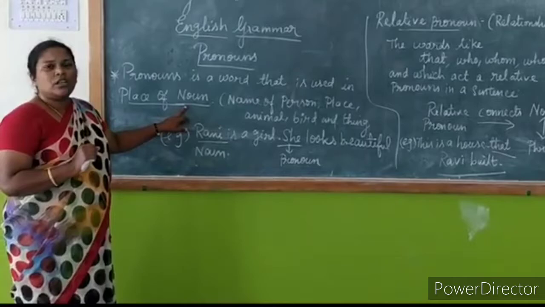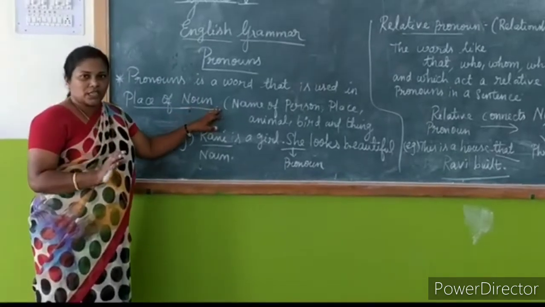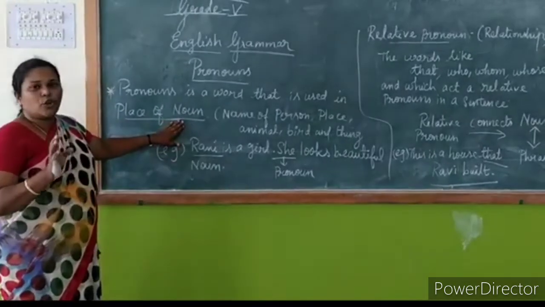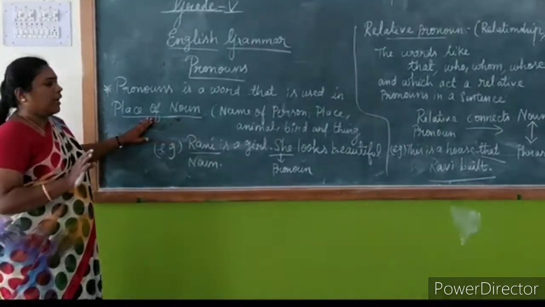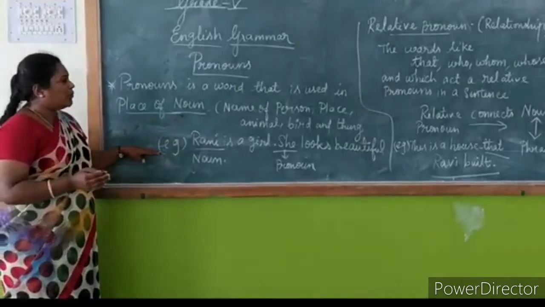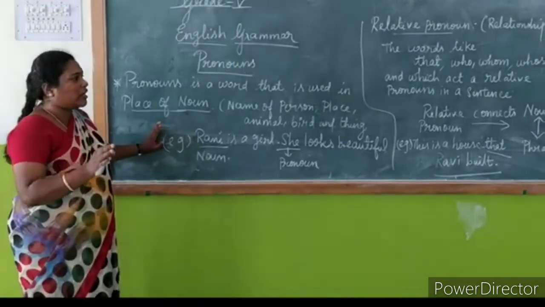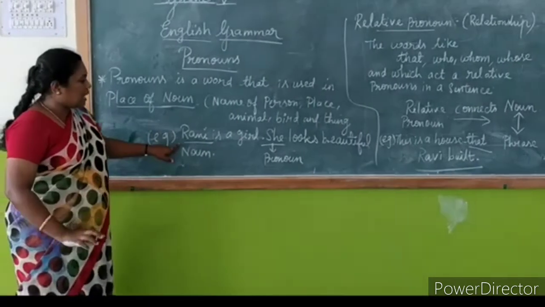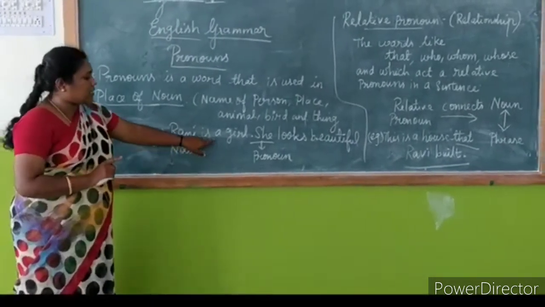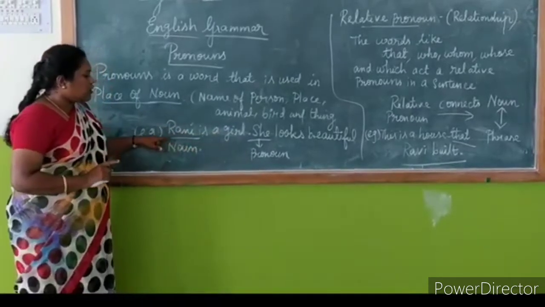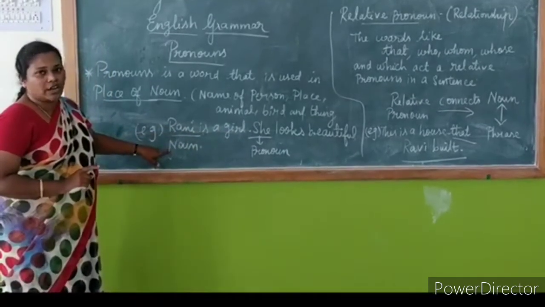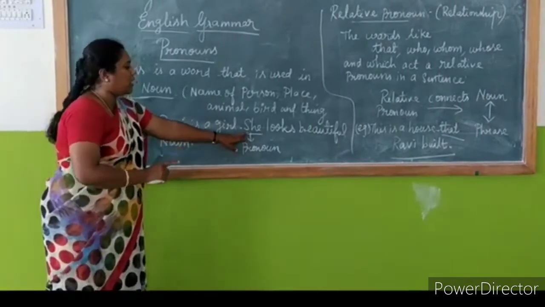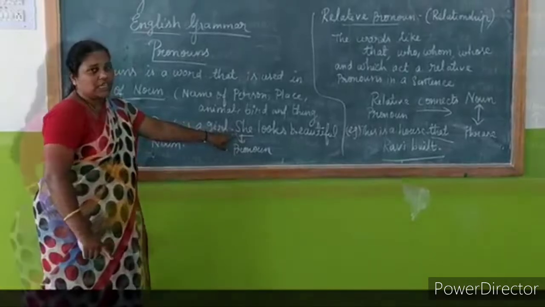What is really a noun? A noun is a name of a person, place, animal, bird or thing. So do you know about nouns now, children? Okay, let's move on to the example. A pronoun means a word that is used in the place of a noun, as I told you. See the example here. Rani is a girl. So who is Rani here? Noun. Rani is the noun here, and I am representing Rani with the pronoun she.